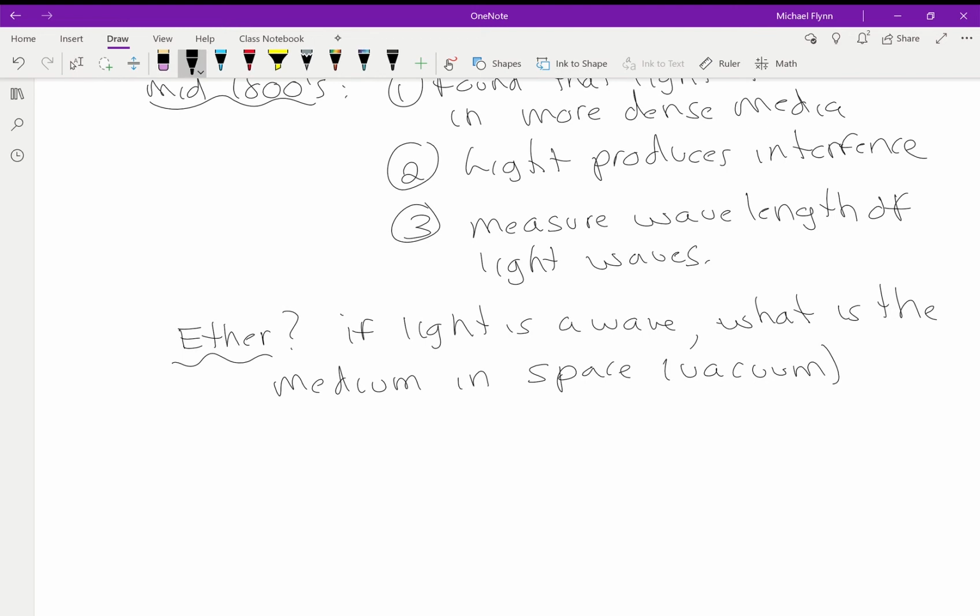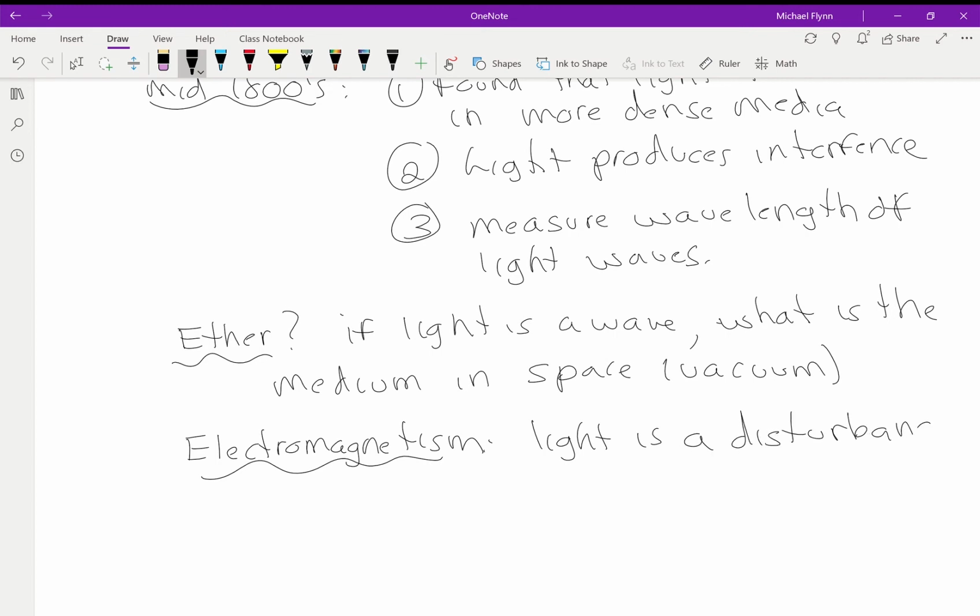Well, the ether was proven to not exist in the mid-1800s also. But what they discovered was electric and magnetic fields. And light is a disturbance. So what's waving? Not ether, it turns out, but electric fields. That's what's waving.